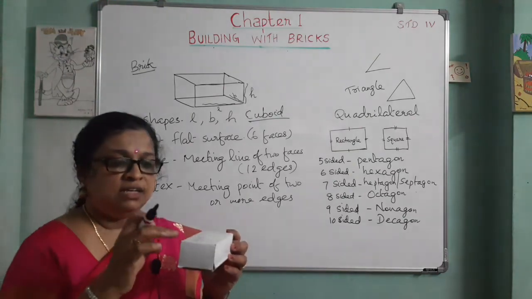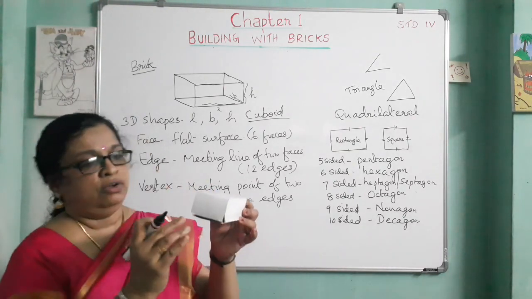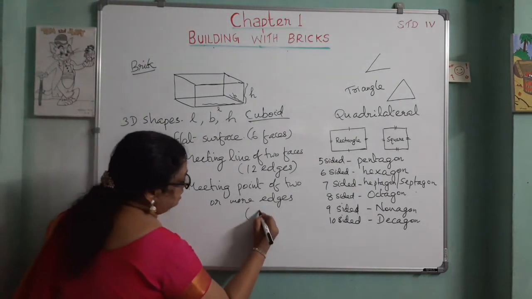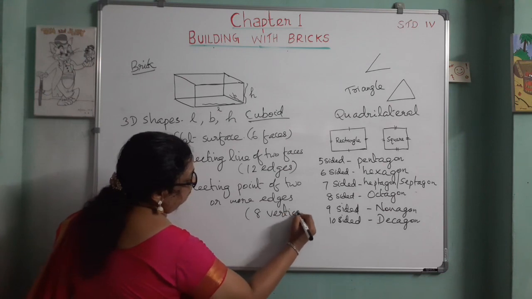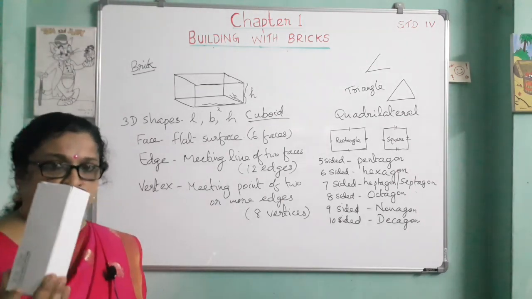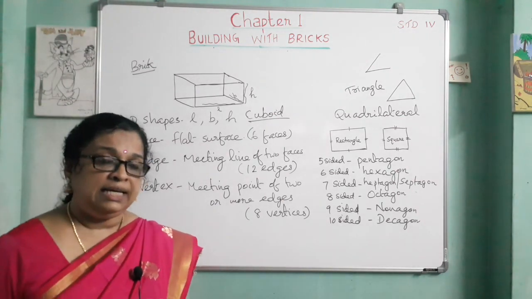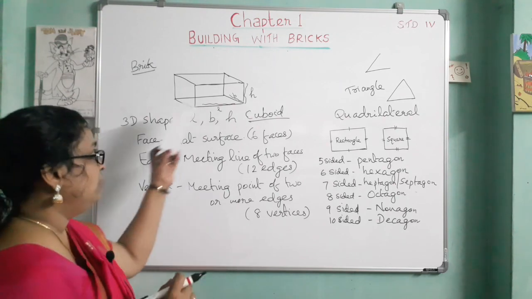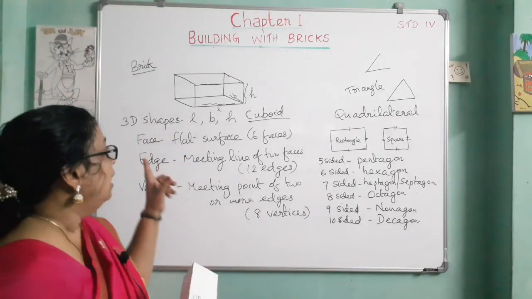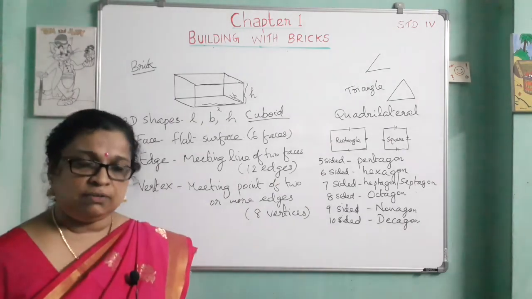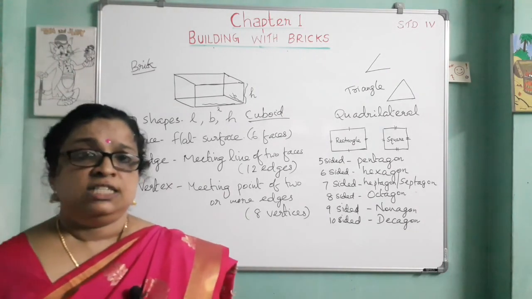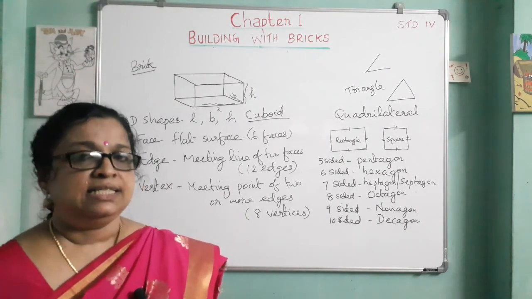Then how many vertices? 1, 2, 3, 4, 5, 6, 7, 8. So a cuboid has how many vertices? 8 vertices. So a brick is the shape of a cuboid, and its faces are all rectangle shaped. So this is a 3D shape, and a cuboid has how many faces? 6 faces. How many edges? 12 edges. How many vertices? 8 vertices.